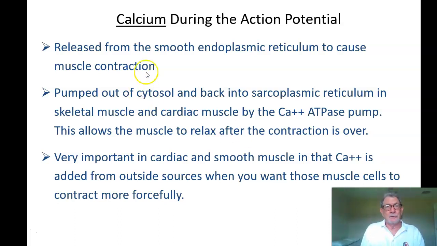So calcium is part of the contractile mechanism in muscle. In some kinds of muscle, calcium does come in from the outside. In smooth muscle and cardiac muscle, which are different from arm muscle, which is skeletal muscle, calcium actually plays a role in the influx from the outside that causes the cell to be stimulated too.